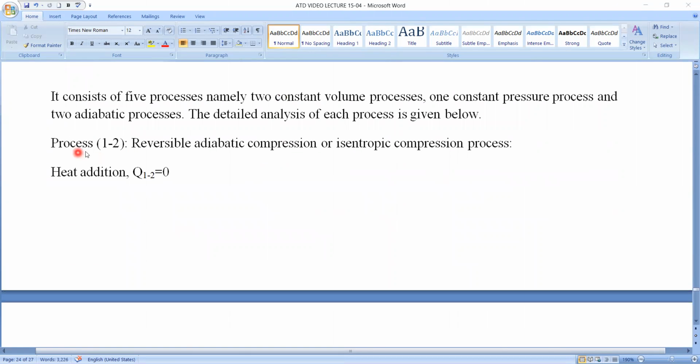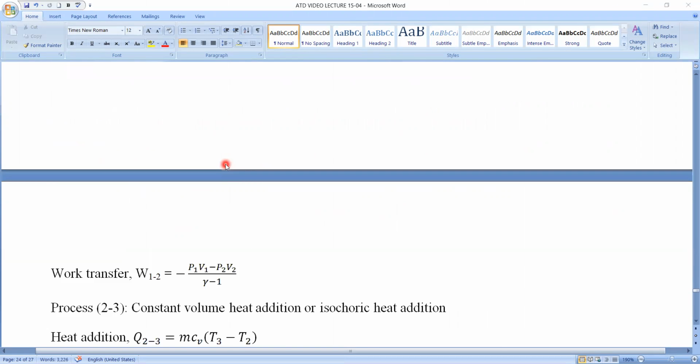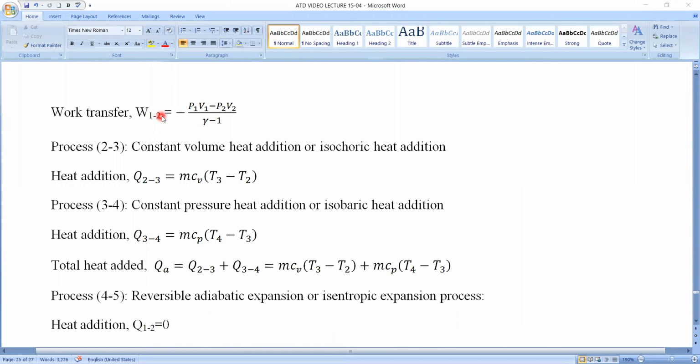Fine. Now the process 1 to 2 is a reversible adiabatic compression or isentropic compression process where the heat addition is equal to 0. As we have seen in the previous classes also, during the adiabatic process, the heat transfer is equal to 0. Now work transfer. We have seen that during the compression process, the work transfer is negative. So start with the minus sign here: minus of P1 V1 minus P2 V2 divided by gamma minus 1. Here you are supposed to take the bracket.